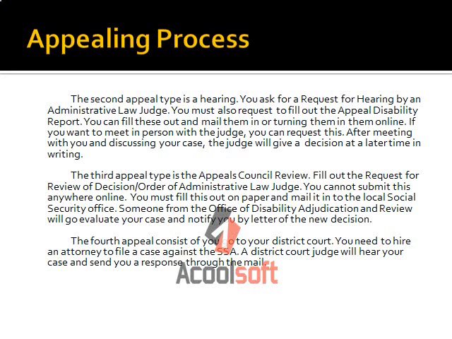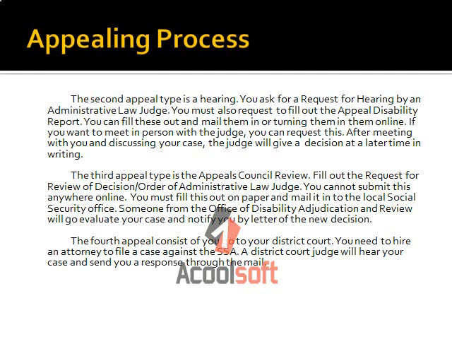You can ask for a request for hearing by an administrative law judge. You must also request to fill out the appeal disability requirements. You can fill these out and mail them in or turn them in online. If you want to meet in person with the judge, you can request this. After meeting with you and discussing your case, the judge will give a decision at a later time in writing.